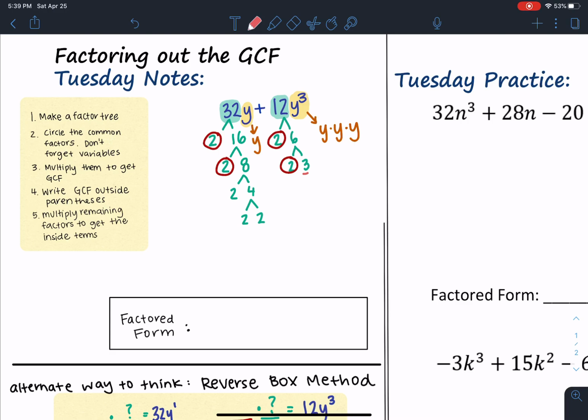And we don't want to use any of the numbers that are already broken up. So like I don't want to use the 16, I don't want to use the 8, and I don't want to use the 4 because they've been broken up already. Same thing with this side, I don't want to use the 6. I just want to use the numbers that don't have any branches on them. Okay, one more common factor is y, so I'm going to circle one of the y's.